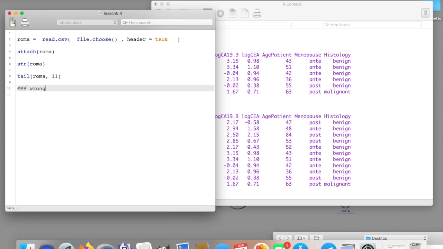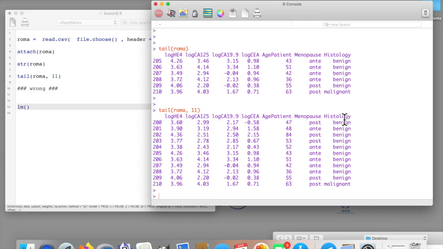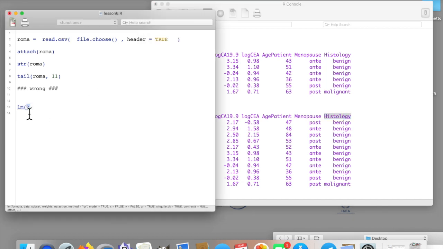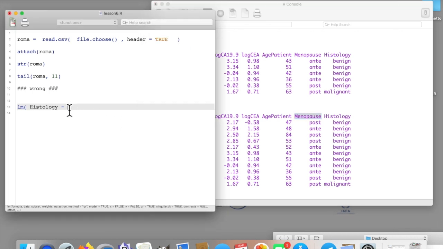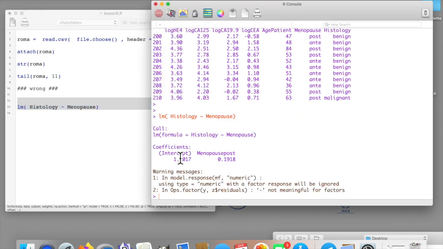Okay, so we were wondering if a linear model can be useful to study the histology. For instance, with respect to the menopause status, or the age of the patient, or the possible biomarker. Okay, let's try to do it. No. We obtain a warning. Something doesn't work properly. Nevertheless, we obtain some result, but we do not want this.